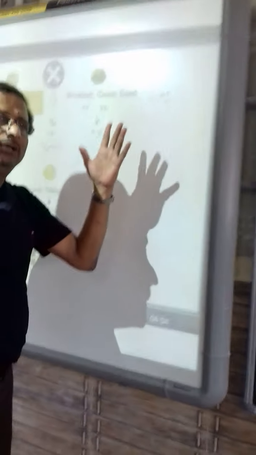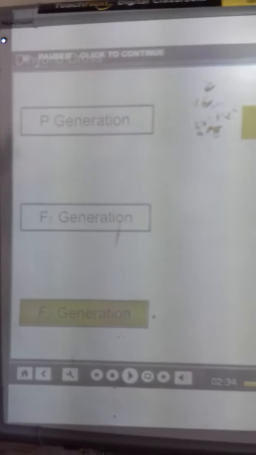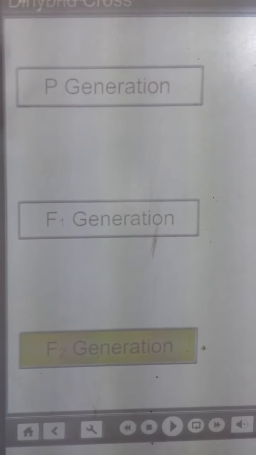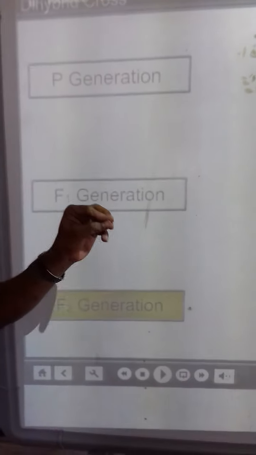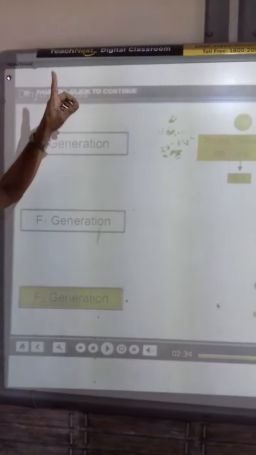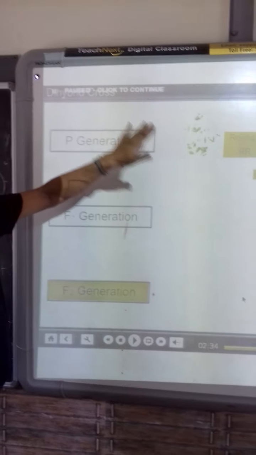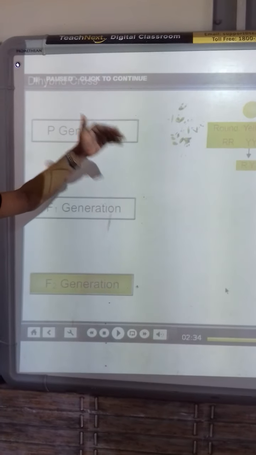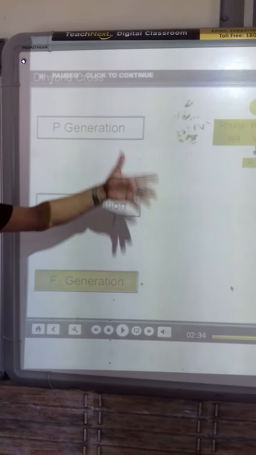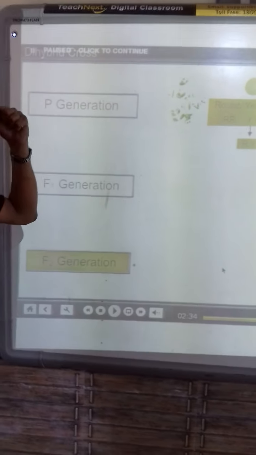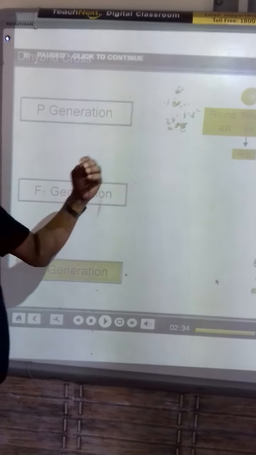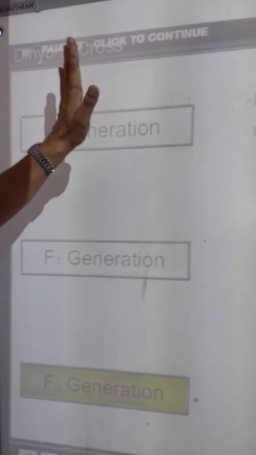Now let us go to the law of independent assortment. For this law we have to go to the dihybrid crosses, because the law of dominance and law of segregation are derived from the monohybrid cross, but from the dihybrid cross Mendel has formulated the law of independent assortment. Now here we will see what the dihybrid cross is.